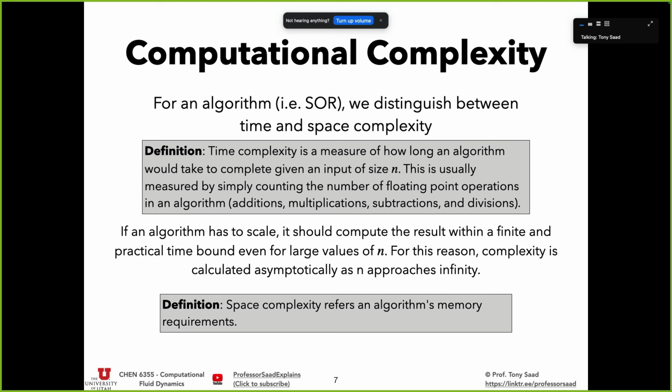Consider, for example, the successive over-relaxation or Jacobi. We never stored anything about the matrix. We just evaluated on the spot. So our only memory requirement was storing that array for the solution variable, right? That was the only space complexity for that problem.